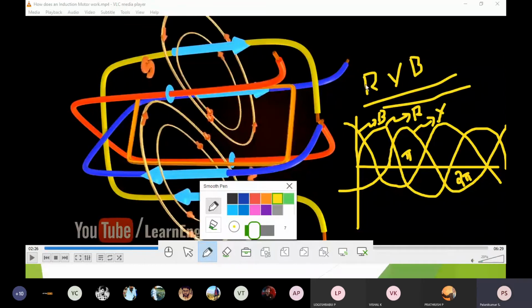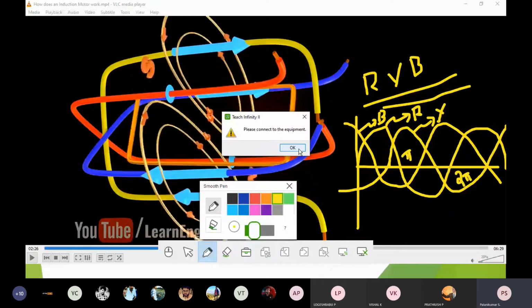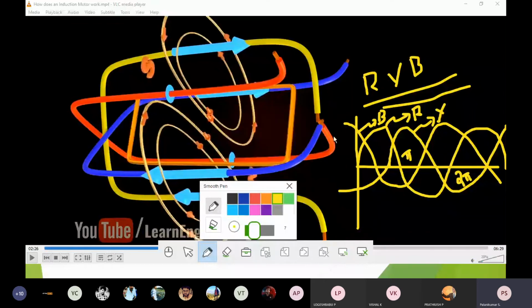That is what we are supplying. Because the voltage magnitude keeps on varying, the current also keeps on varying. Whatever current is flowing in the particular winding is also going to keep on varying. Because of that, the magnetic field also will keep on varying.